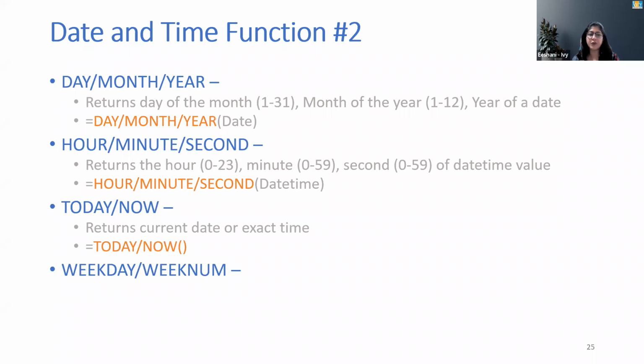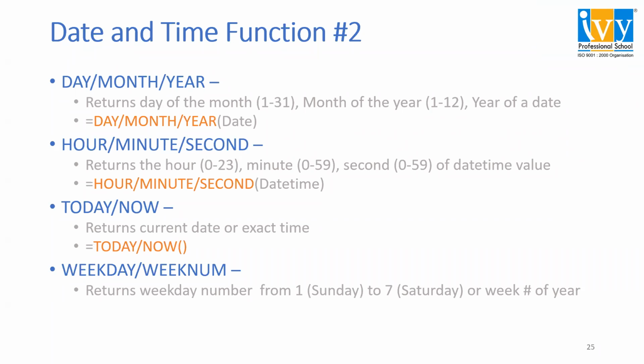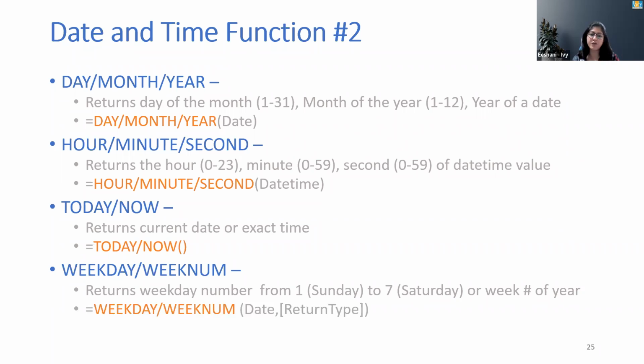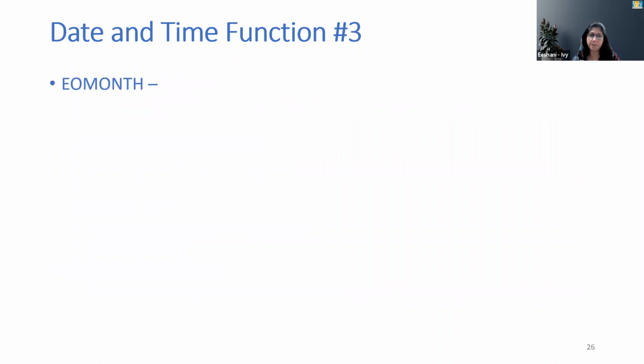Then there are functions called weekday and week num. We have already used the weekday yesterday, remember? We use this function weekday, which gives us number from 1 to 7, and week num will return numbers from 1 to 52 to understand which week we are in right now.